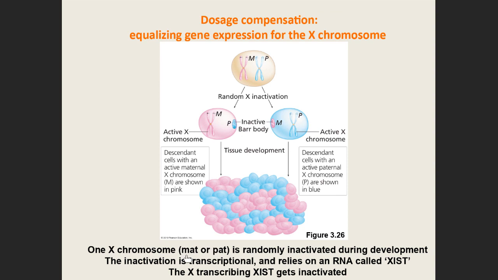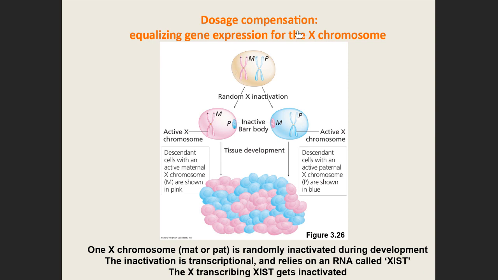So one of the X chromosomes, the maternal or paternal, is randomly inactivated during development, and this inactivation is transcriptional, and it relies on an RNA called Xist. I'm going to show you that in the next slide. And it's the X chromosome that transcribes the Xist RNA that gets inactivated. More on that in the next slide.